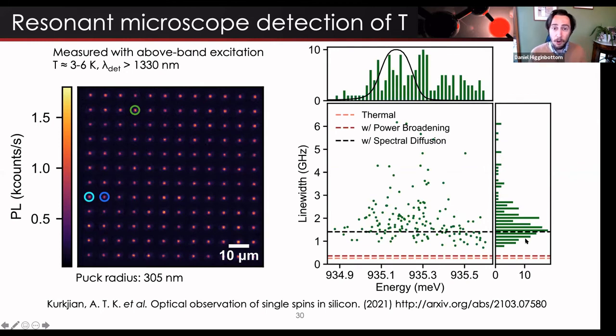We can take a histogram of the lines which we observe under this resonant excitation, and we can see how the distribution of these corresponds to the distribution of the T in the original ensemble. Again, this black line is the inhomogeneous distribution that we had before patterning, and these green histograms show the measured T resonances from a block of 305 nanometer pucks. We're measuring 144 pucks, and we get a mean center per puck of about one.